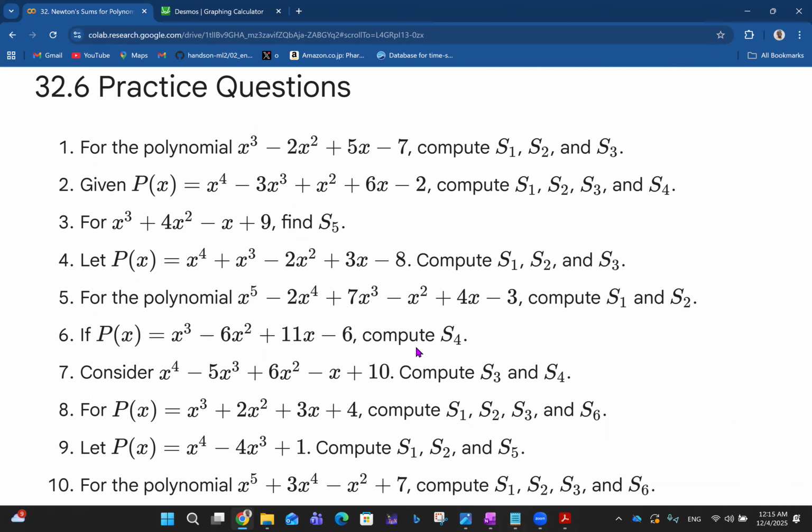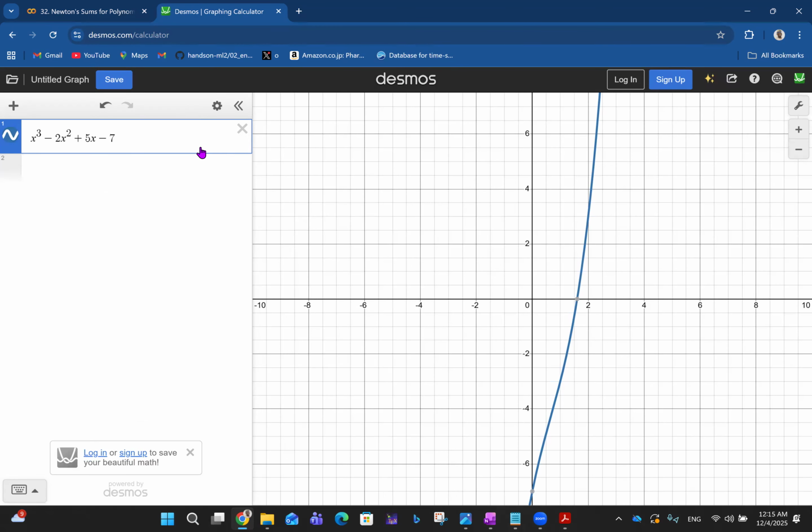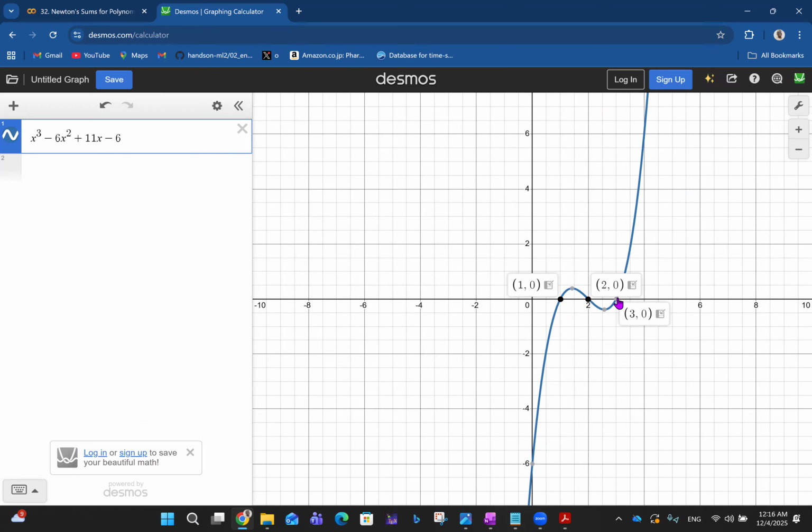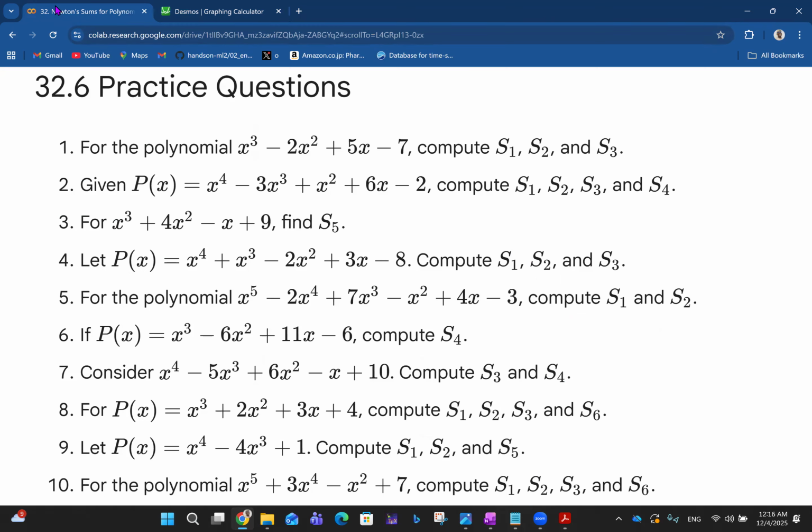Okay, we want to compute S4. Nice, it's here. The reason I'm picking it, so I'm solving question 6, is that all the roots are known. That's x cubed minus 6x squared plus 11x minus 6, and all three roots are known: 1, 2, and 3. So we can verify whatever we are doing using Newton's sums.